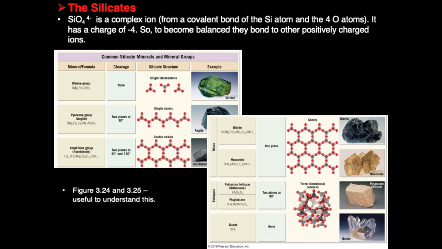Okay, so to try to bring it all together, the silicon tetrahedron, having a -4 charge as a complex ion, needs to bond to positively charged ions in almost all of the cases. And these ions are usually iron, magnesium, calcium, sodium, aluminum, and potassium. So those are the other main 6 elements out there, or the most abundant 6 elements out there.